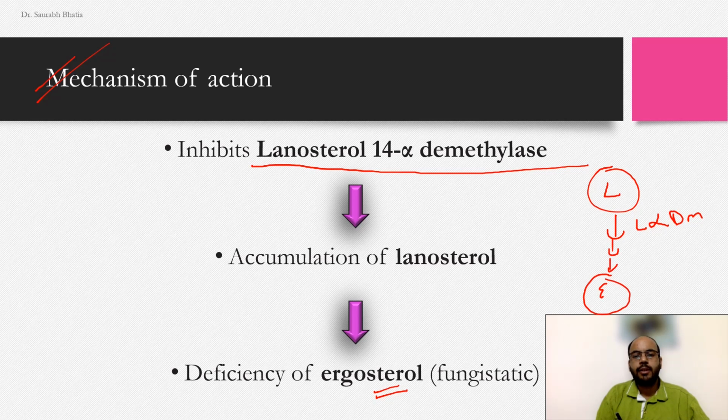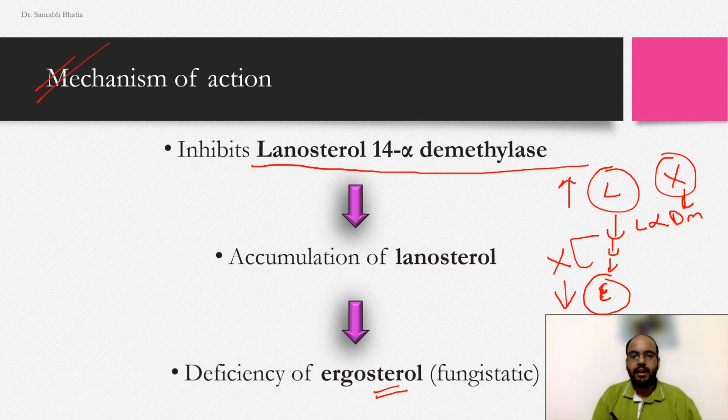Okay, when this enzyme is inhibited by itraconazole, these steps don't happen, and you have accumulation of lanosterol and decrease in ergosterol. And ergosterol is an important compound for the fungal cell membrane, and that is why you're supposed to have a good amount of ergosterol for the fungus to grow. When the fungus doesn't get a good amount of ergosterol because of inhibition by itraconazole, it stops growing, and that is how the fungistatic effect of itraconazole happens.